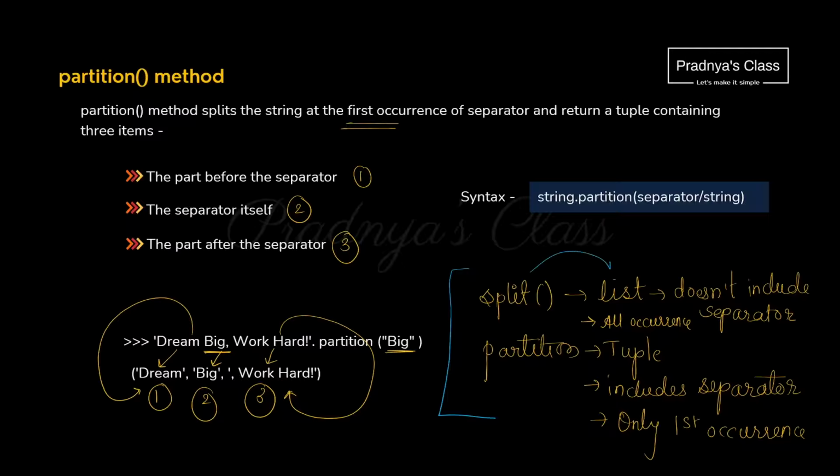Split will give the result in the form of a list and it will take all the occurrences. Partition gives the result in the form of a tuple. It includes the separator and only takes the first occurrence. If in this example there is one more "big", it will not be considered. So that was about split and partition.